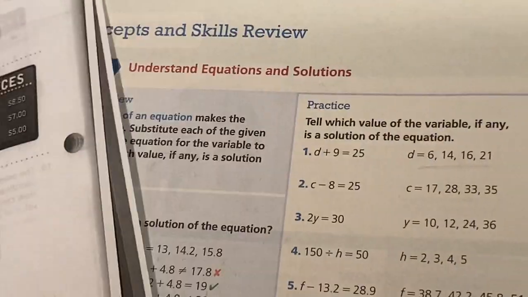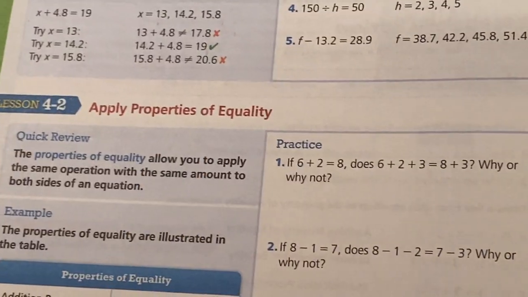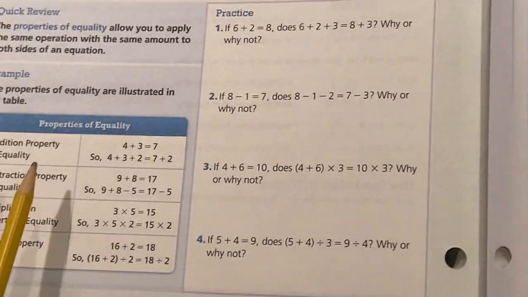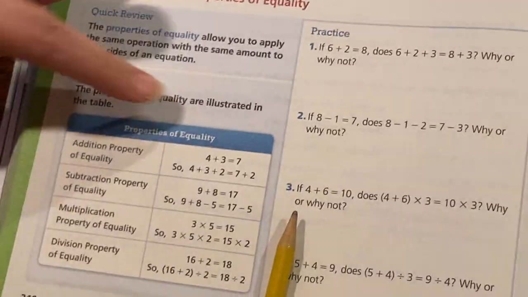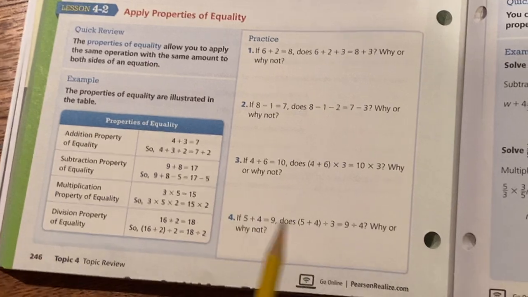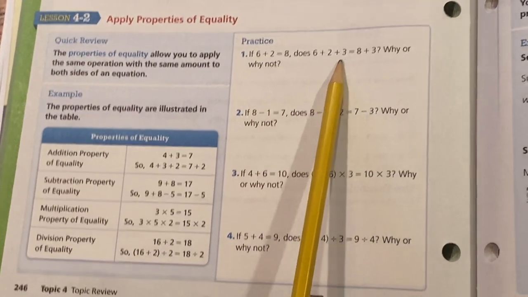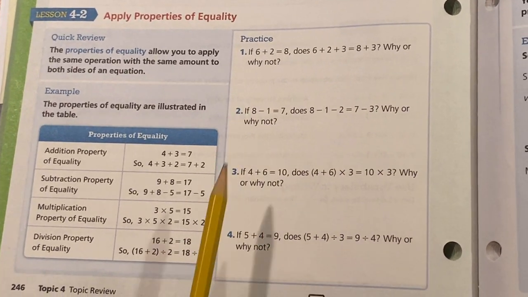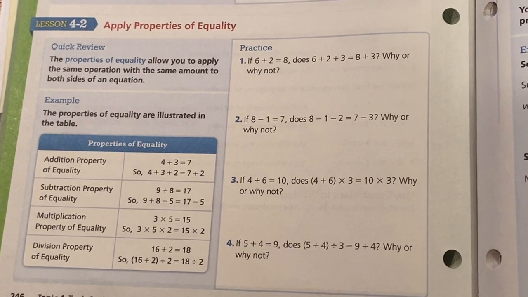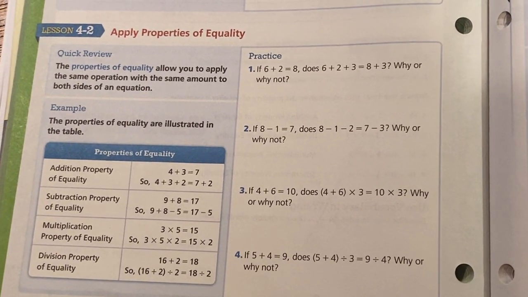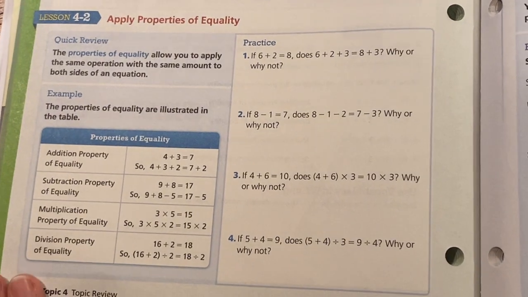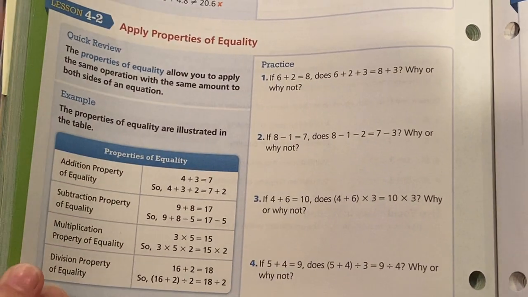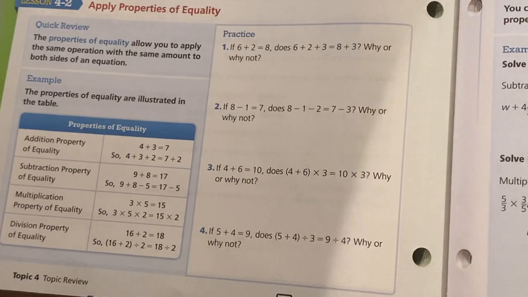Okay, let's look at the second half of the page. Apply properties of equality. You know those by now, right? And here's a great little table right here that explains what each of them do. Practice. If 6 plus 2 equals 8, does 6 plus 2 plus 3 equal 8 plus 3? Why or why not? It gives you 4 possibilities and asks you if they're true, and you have to say why or why not. So do those. Unpause the video when you're ready to check your answers.